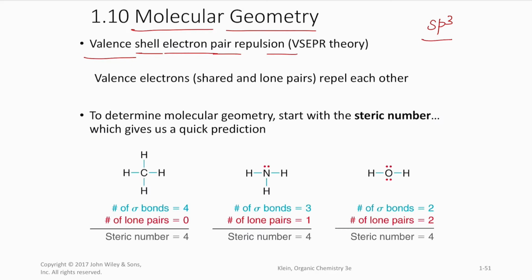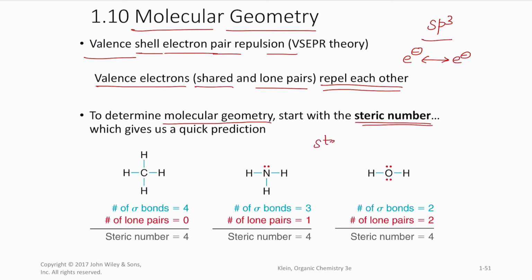What that states is that valence electrons, shared and lone pairs, always try to repel each other. Always remember that an electron is a negatively charged particle, and two electrons always try to repel each other. So to determine the molecular geometry, we always start with understanding the steric number.